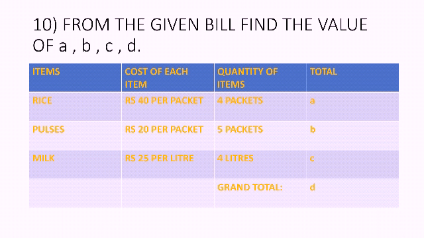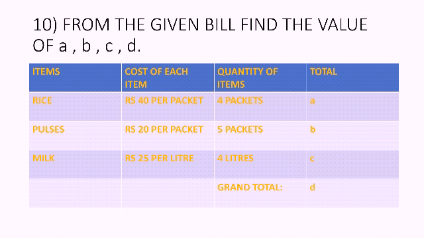Pulses, rupees 20 per packet. Quantity of item 5 packets. So value of B means cost of 5 packets of pulses. Milk, rupees 25 per liter. 4 liters of milk has been bought. Total value of C means total amount of 4 liters of milk.